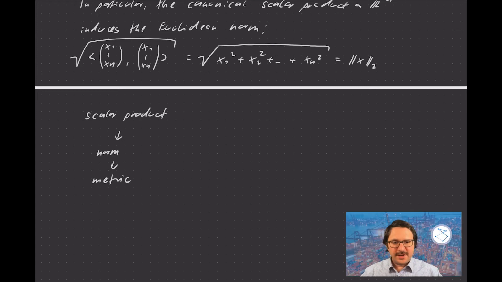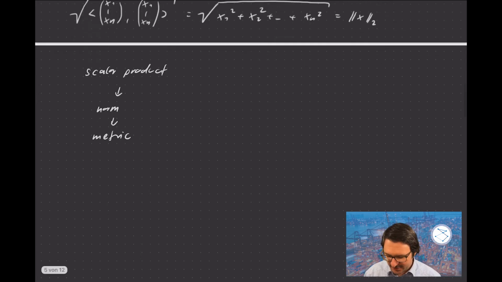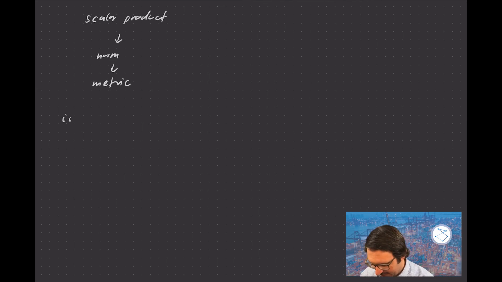So there are spaces that have a metric but no norm that induces them. We've seen the discrete metric. There are spaces that have a norm but no scalar product that induces them. And then there are spaces, and that's most of the examples we'll be looking at, that have a scalar product, and that induces the other two, a norm and a metric, that work together. And how they work together, that's part 2 of that theorem.